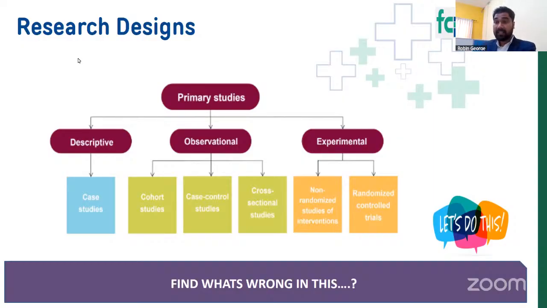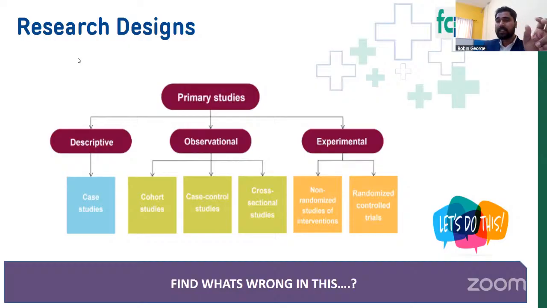We have seen the classification already. The first classification is the research designs are divided into two: one is experimental and the other is observational. Under the observational, it comes to one is descriptive and another is analytical. But in this picture, we can see it is directly divided into descriptive, observational, and experimental. There is no such classification.